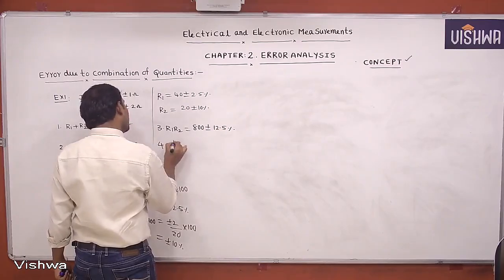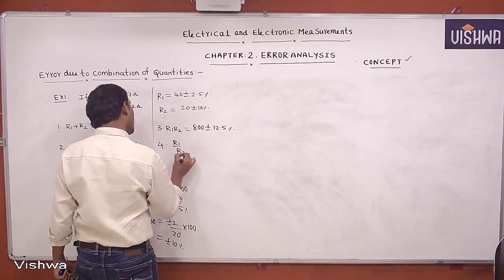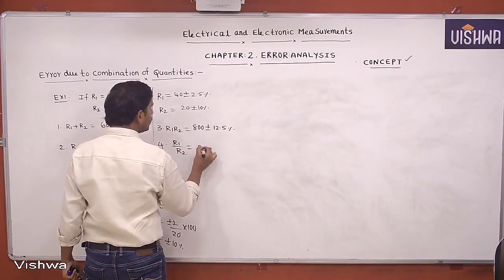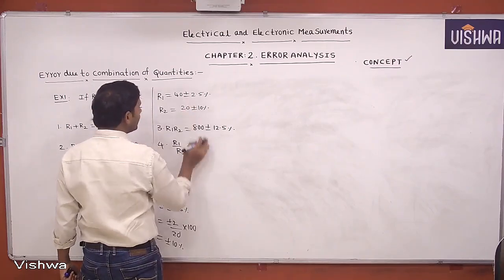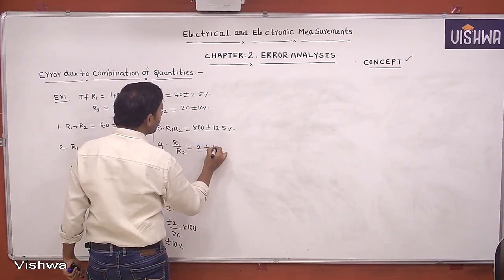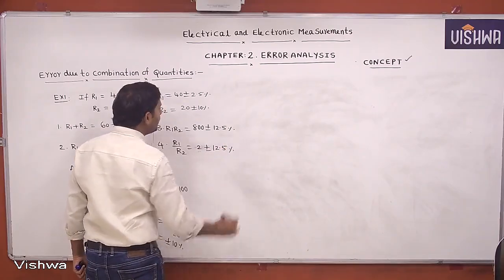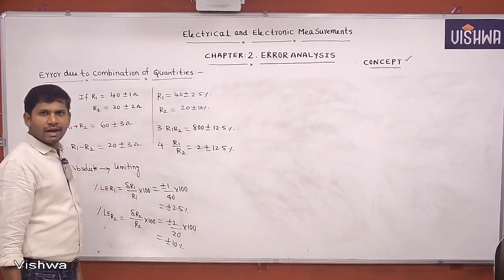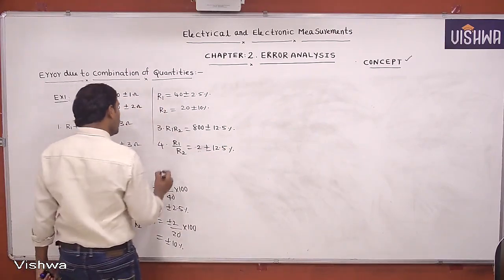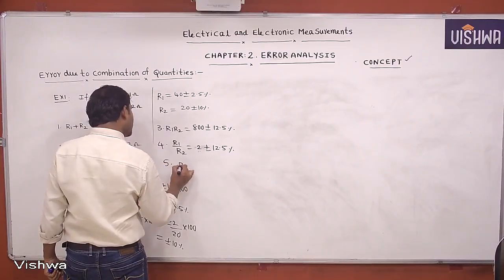Fourth one. What is R1 by R2? You tell me. R1 by R2 equal to, this is 40 by 20, 2 plus or minus 12.5%. In multiplication and division, limiting errors are added directly. What about the fifth one? Can you tell what is R1 square?